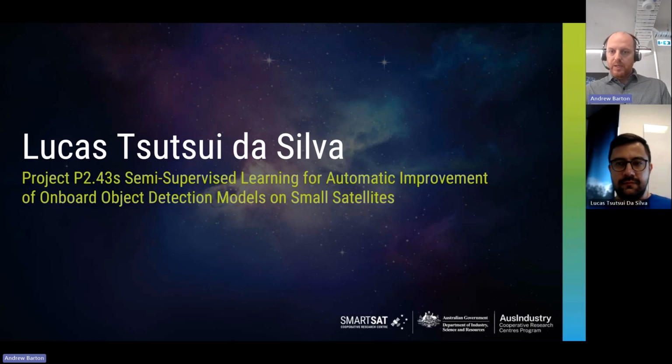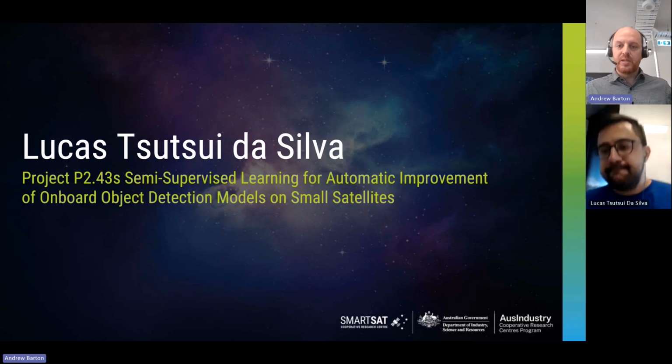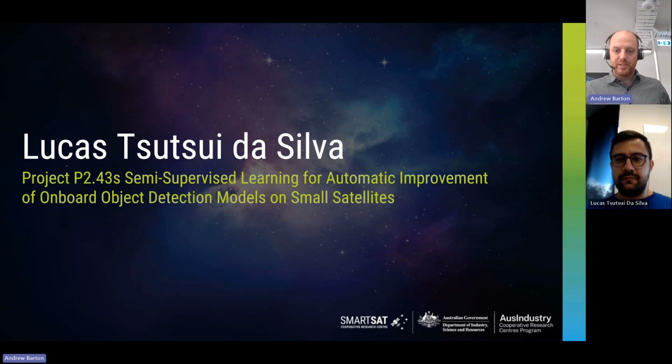Lucas is a PhD candidate, and he completed his Bachelor of Computer Engineering from the Federal University of Mato Grosso do Sul in Brazil, and a Master of Computer Science and Computational Mathematics from the University of Sao Paulo, also in Brazil. His master's research was on lightweight classification models for resource-constrained hardware, such as low-power microcontrollers. His current research aims to produce a new class of intelligent satellite systems capable of automatically refining onboard object detection models on small satellites in orbit. So obviously something that SmartSat is very interested in. So Lucas, over to you.